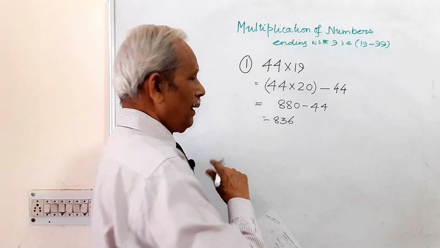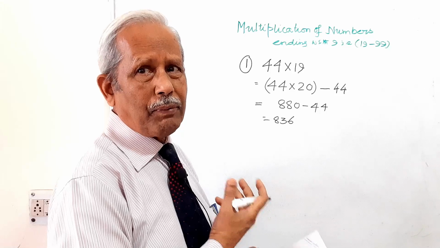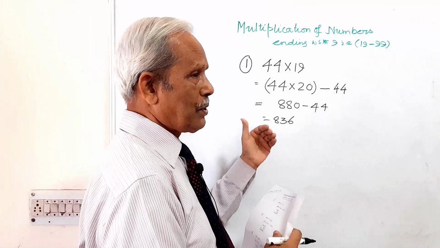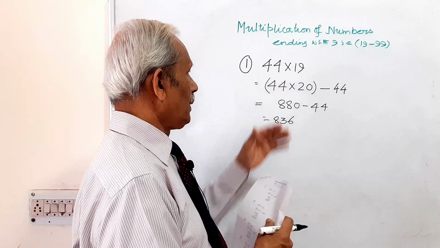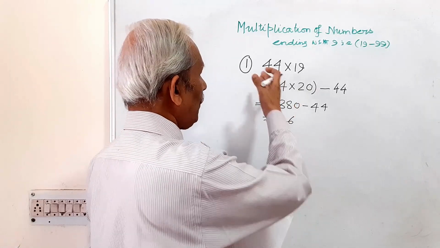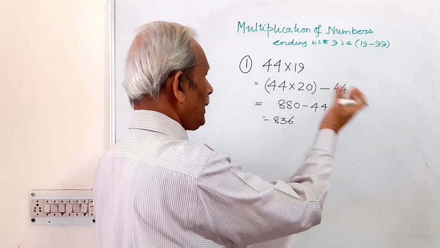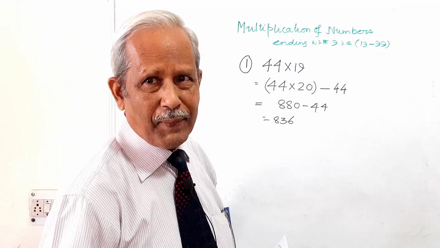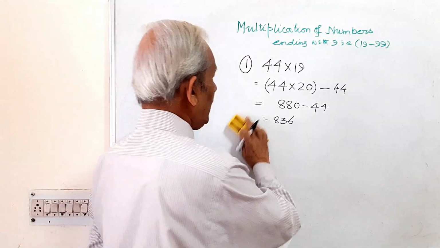Quite easy. Only thing is the concept should be very clear, and you should be able to see through it whenever such a question comes. Rather than trying to multiply it, we can mentally do it. 44 into 20 is 880, minus 44 is 836. It's quite simple, quite easy, right? So let's do another sum.